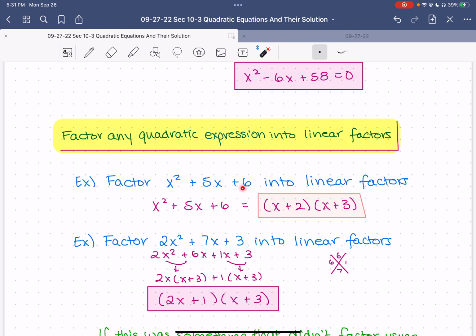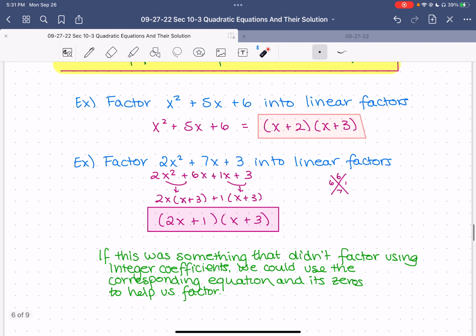I mean, we know how to factor this. What adds up to 5 and multiplies to 6? 2 and 3. If I gave you something like this, you could try setting up the x. 2 times 3 is 6, and then you got 7. What multiplies to 6 but adds up to 7? 6 and 1. So you split that middle term, group, you get these. So we've known how to do that.